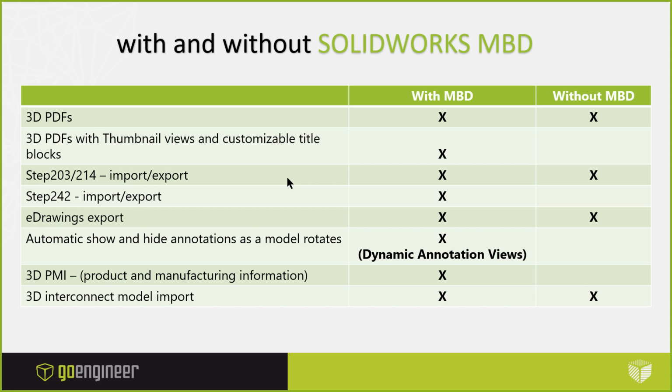as far as with or without MBD. I just wanted to bring up some of the differences there. So 3D PDF is there, but you can't get the thumbnail views, you can't customize the title block, and also some of the annotations. STEP 203 and 214 are generic 3D formats. Those you can do with or without MBD. That's not an issue. The 242, if that is a requirement for a customer or a vendor of yours, then that's definitely an MBD thing.